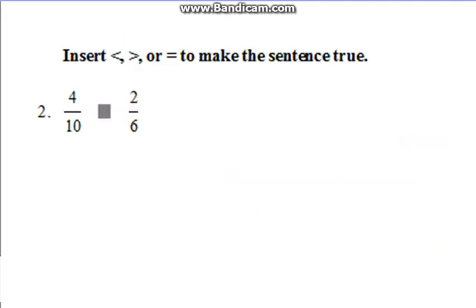Our next problem says insert less than, greater than, or equal to make the sentence true. Well, we have 4/10 and 2/6. I taught the class to simplify these first. Everything here is divisible by 2, so let's simplify like that. So this would become 2/5 and 1/3.